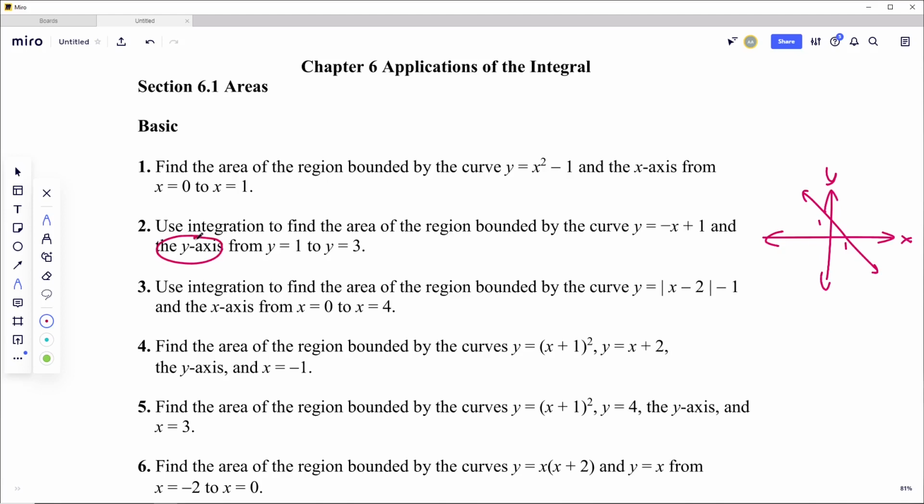We're not integrating with respect to x, we're integrating with respect to y, from y to y. So from 1 to 3, the area is negative, because in the x sense, it's below the x. For the y, it's above the y, or to the right of y, or to the left of y. This is what means negative or positive.